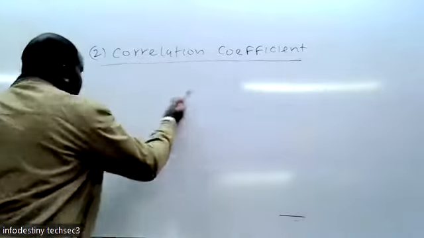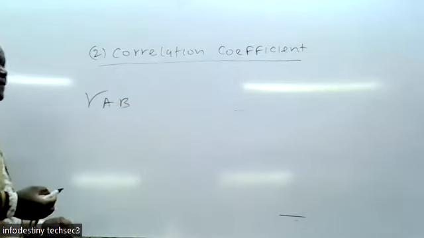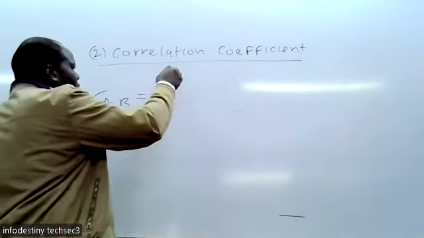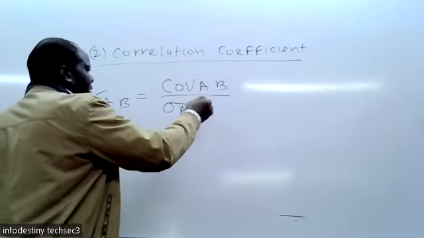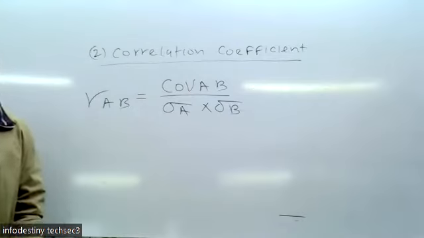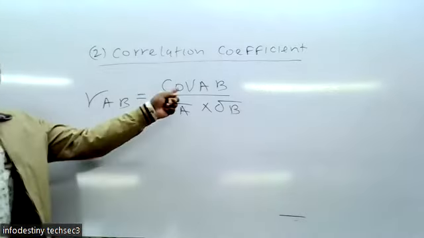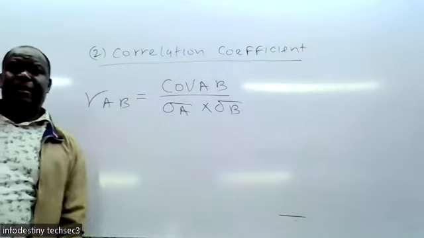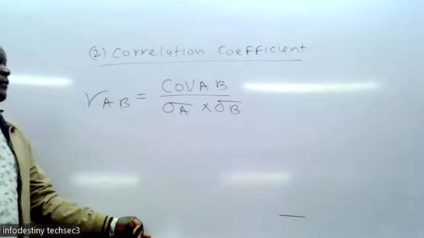I will be using R to represent the correlation coefficient between A and B. It is given by the covariance between A and B divided by the standard deviation for A multiplied by the standard deviation for B. When you want to get the correlation coefficient between A and B, it will simply be equal to covariance between A and B divided by the standard deviation for A multiplied by the standard deviation for B.